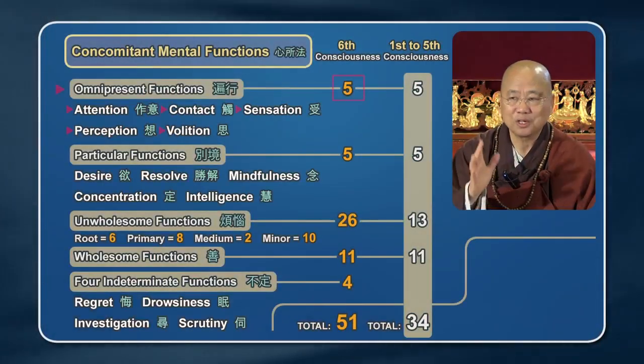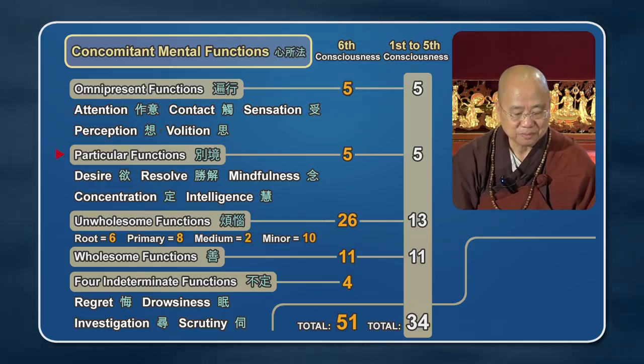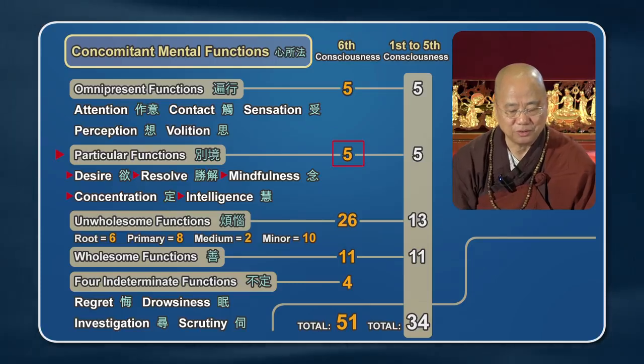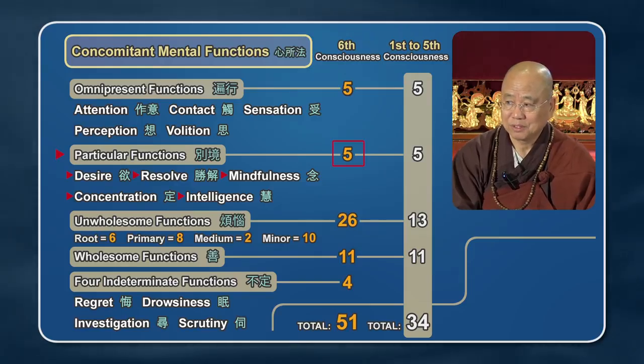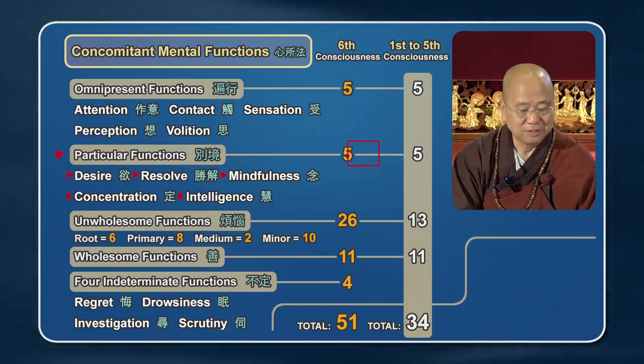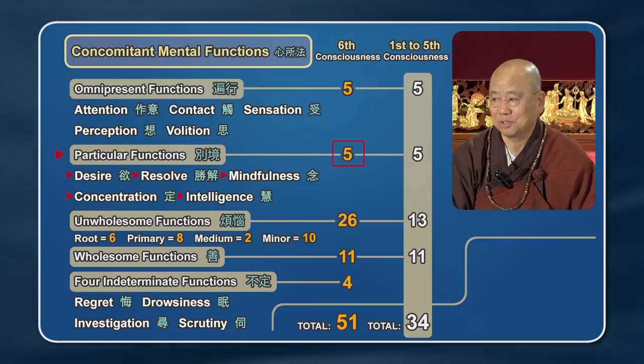So the 6th consciousness, just like the first 5 consciousnesses, requires the 5 omnipresent mental functions. And how about particular functions? Particular functions include 5 in them: desire, resolve, mindfulness, concentration, and intelligence. These are not always active. To some consciousnesses, they are active, and to some, they are not active. So to the first 5, these particular mental functions are active. To the 6th consciousness, they are also active.